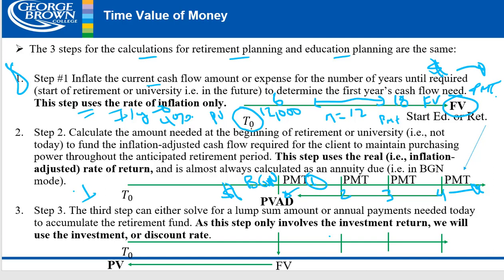Now, the important thing to note here is the discount rate, the I/Y. You're going to use the real inflation-adjusted rate of return. So that's going to be 1 plus the nominal rate divided by 1 plus the inflation rate, minus 1, times 100. It uses the real inflation rate.